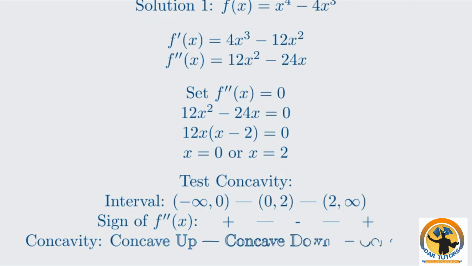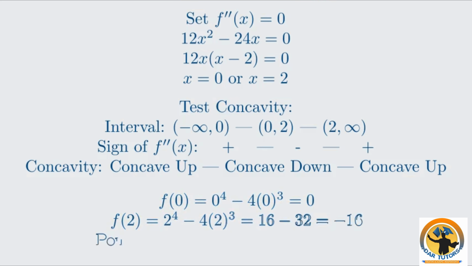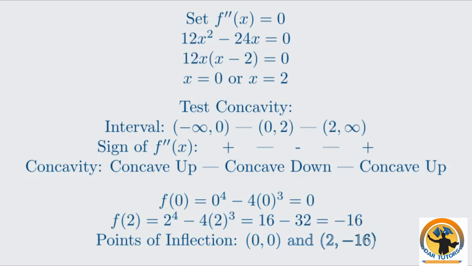Since the concavity changes at both x equals 0 and x equals 2, both are points of inflection. We find the y-coordinates. f of 0 is 0, and f of 2 is negative 16. So the points of inflection are (0, 0) and (2, -16). Let's move on to the solution for question 2.